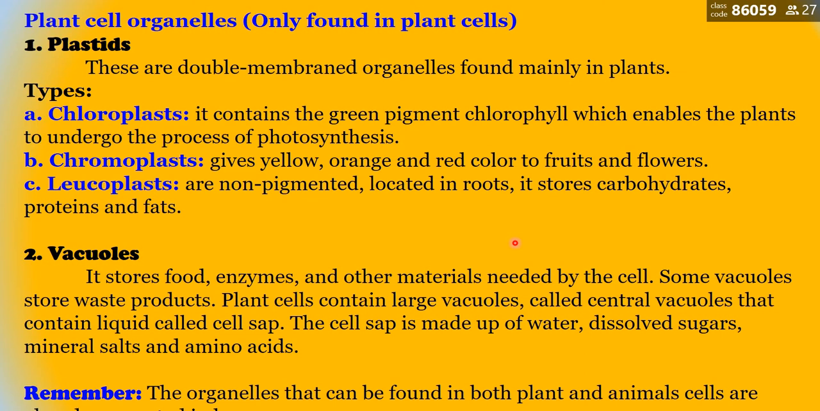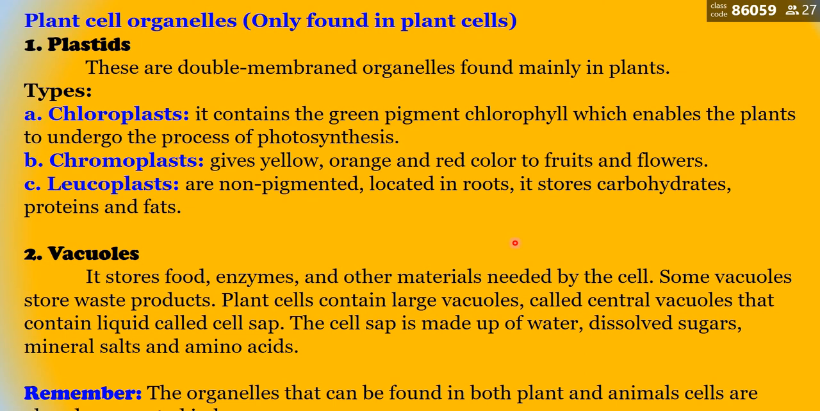We have 3 types. The chloroplast. It contains a green pigment, chlorophyll, which enables plants to undergo the process of photosynthesis. Next is the chromoplast. This one gives a yellow, orange, and red color to fruits and flowers. Then the leucoplast.